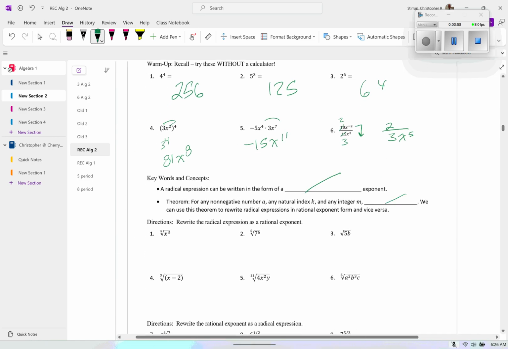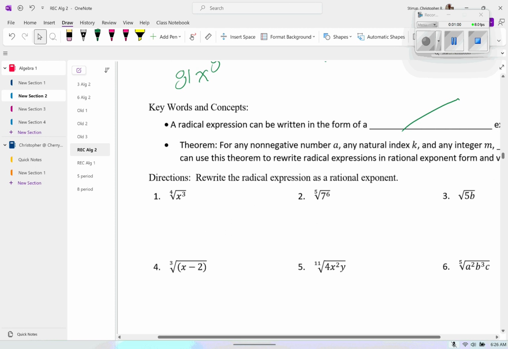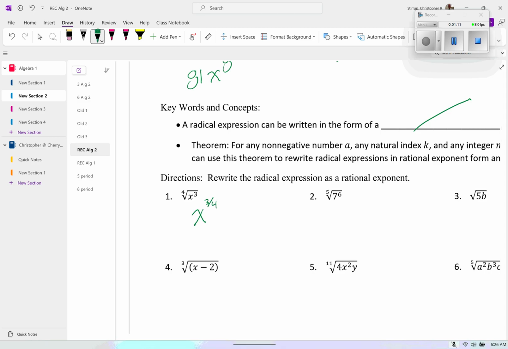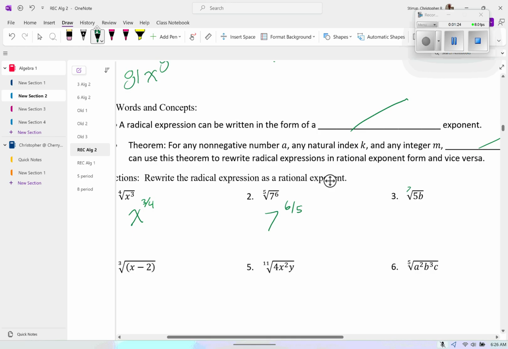All right, we'll skip those. All right, it says rewrite the radical expression as a rational exponent. Okay, so first thing, it's raised to the 3rd power, right? It's going to be raised to the 3/4 power. The denominator of these will be the radical. So this one is 7 to the 6/5 power. And you remember there's a 2 here, so this is going to become 5b raised to the 1/2 power.